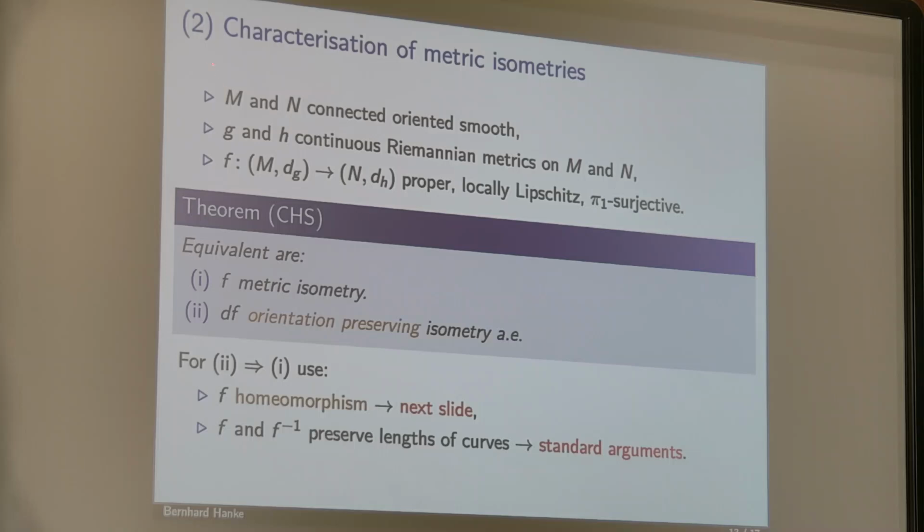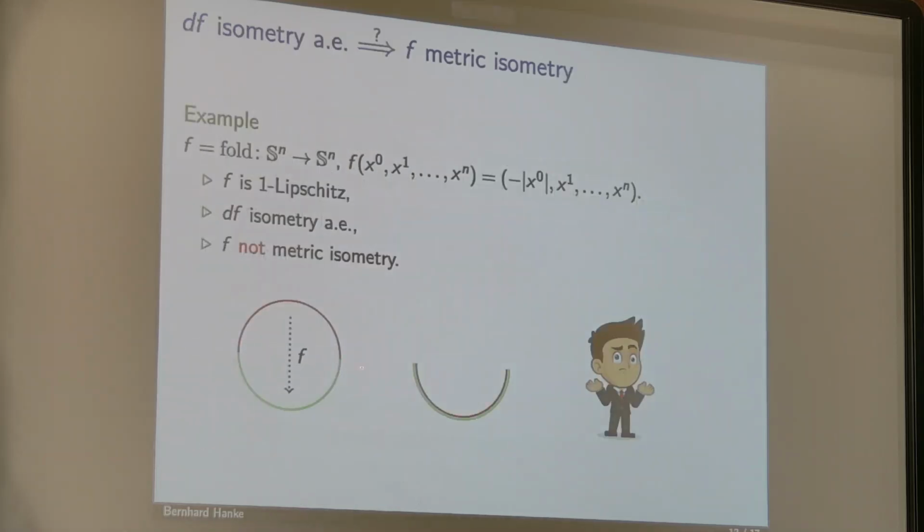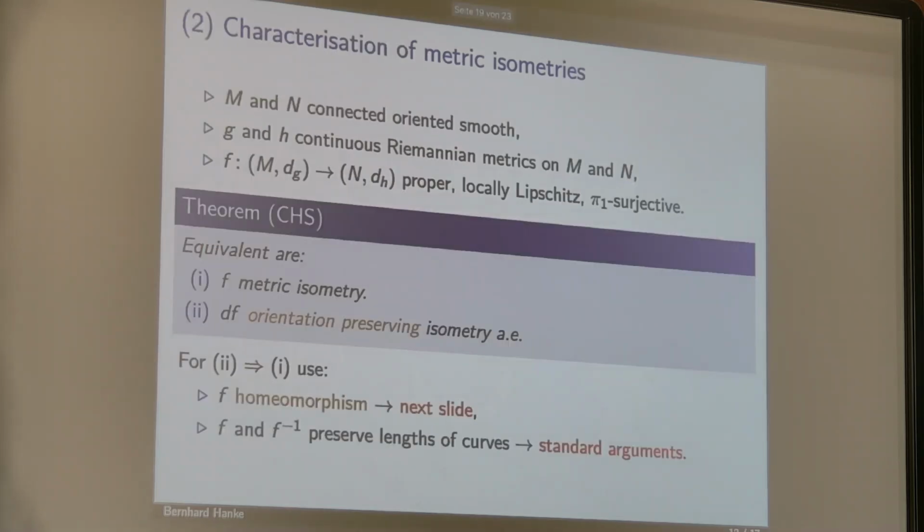Namely, as I told you before, M and N are connected oriented smooth manifolds, g and h are continuous Riemannian metrics, and you take a proper locally Lipschitz map which is pi1 surjective, or you can assume that N is simply connected if you wish. Then the following two properties are equivalent. f is a metric isometry, and the differential of f is an isometry almost everywhere. This we knew before. But the additional condition that we need is that df is orientation preserving almost everywhere as well. And this is exactly the property that fails here. So on the red part, it's not orientation preserving. Okay.